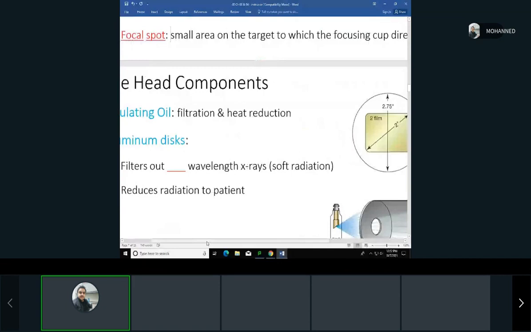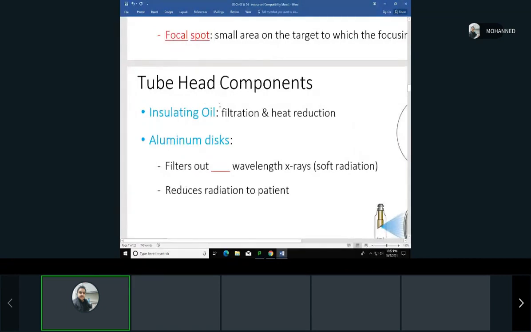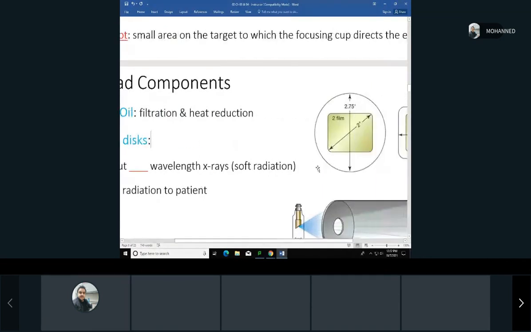We also have insulating oil, which is for filtration and heat reduction. We have aluminum discs. Did you see the aluminum discs on the picture?